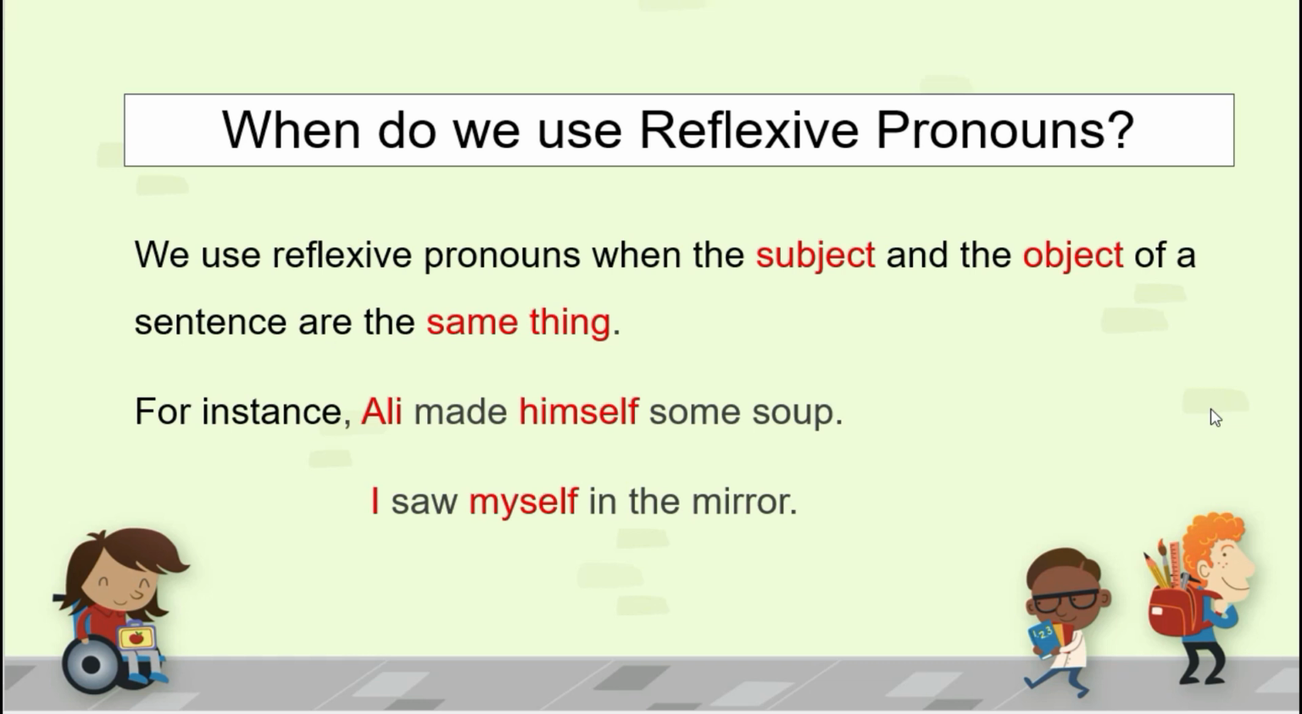Now, when do we use a reflexive pronoun? Yes, when do we use reflexive pronouns? We use reflexive pronouns when the subject and the object of the sentence are the same thing. For instance, Ali made himself some soup. You can see that the reflexive himself is used here. Ali is not making soup for somebody, he is making it for himself. I saw myself in the mirror. So when you are talking about yourself you can use the word self here.